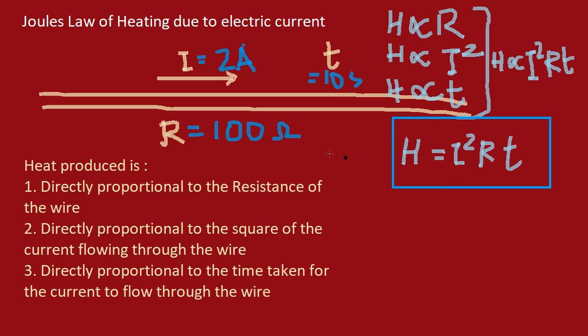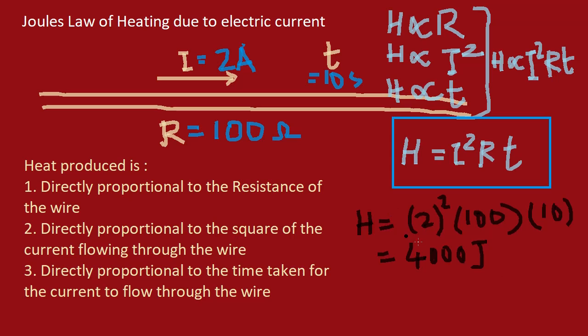So I is clearly visible, it is 2. So we will calculate it in this way. H is equal to I squared, so it is 2 squared, and R is 100, and the time taken is 10 seconds. If the time is given in minutes or hours, we have to convert it into seconds. So these are the three things. And finally what we have is 4 times 1000, that is 4000 joule. So that is the heat generated due to this electric current flowing through the wire.